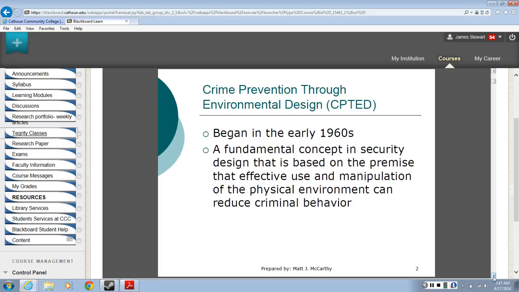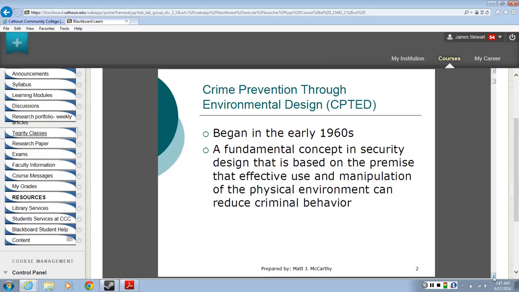So the first thing I want to talk about is crime prevention through environmental design, CPTED. CPTED hasn't really been around that long. If you look at it in the big scheme of things, it's been around 50 years or so at this point. But it really looks at how we are going to design the building, where we are going to put the building on a piece of property, and how we are going to landscape and design the property in order to make it very secure.